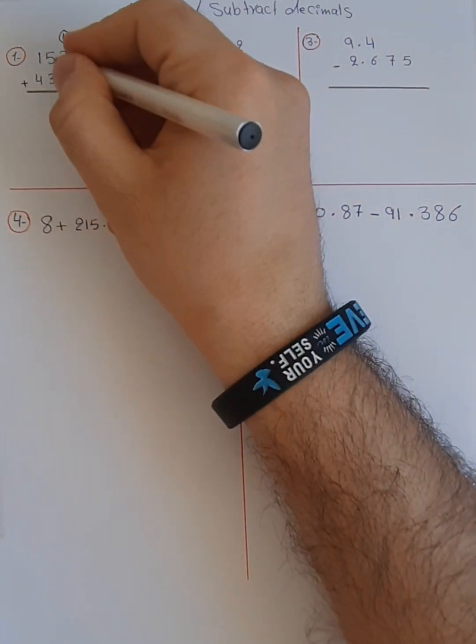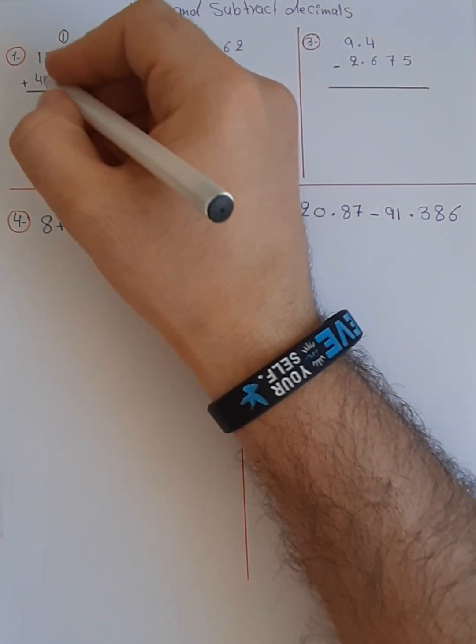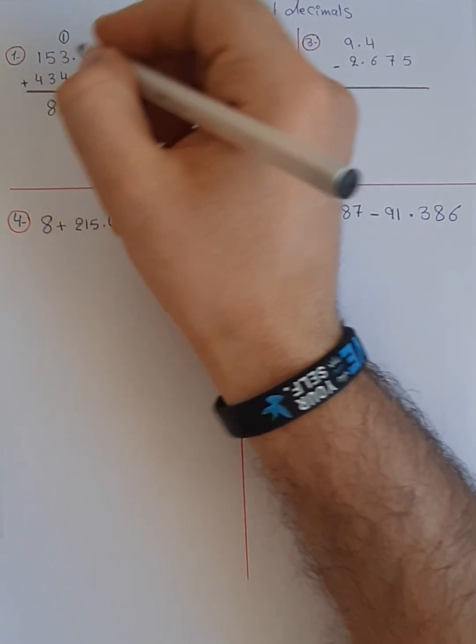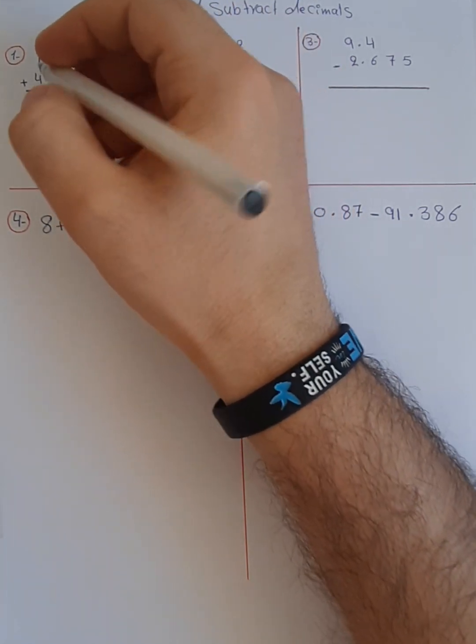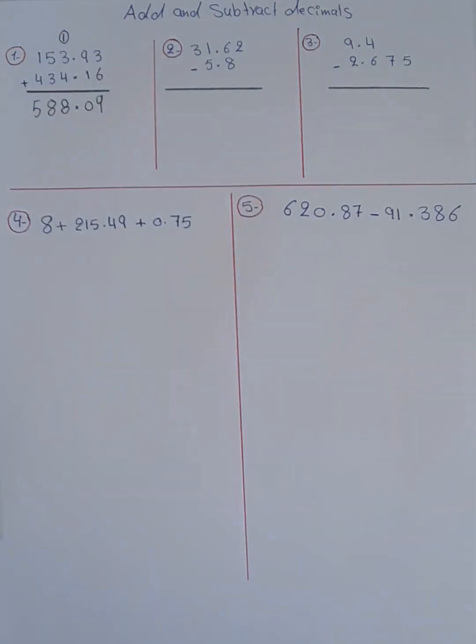And then we have 5 plus 3 equal to 8. And 1 plus 4 equal to 5. So the sum is 588 and 900 thousandths. Example number 2, we have subtract 31 and 62 hundredths minus 5 and 8 tenths.